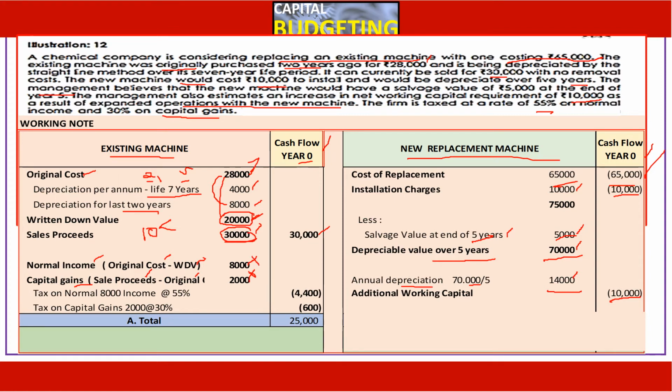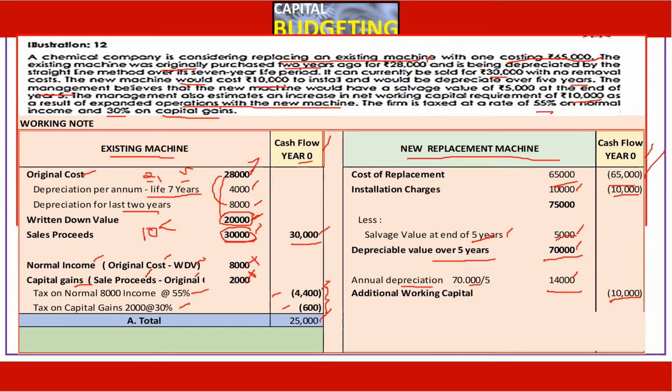And the problem says normal income is charged to tax at the rate of 55%. Means on this 8,000, the company has to pay a tax of 4,400, means that is an outflow. And on the capital gains of 2,000, we have to pay a tax of 30%. Therefore, 30% of 2,000 is 600. Means effectively, when we sell the machine for 30,000, we will end up paying a tax of 5,000. Therefore, our net inflow when we sell the old machine is 25,000.